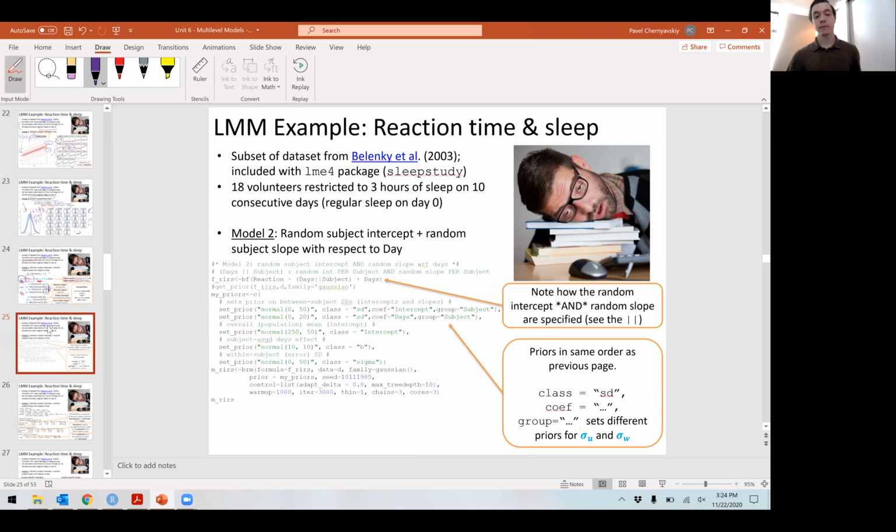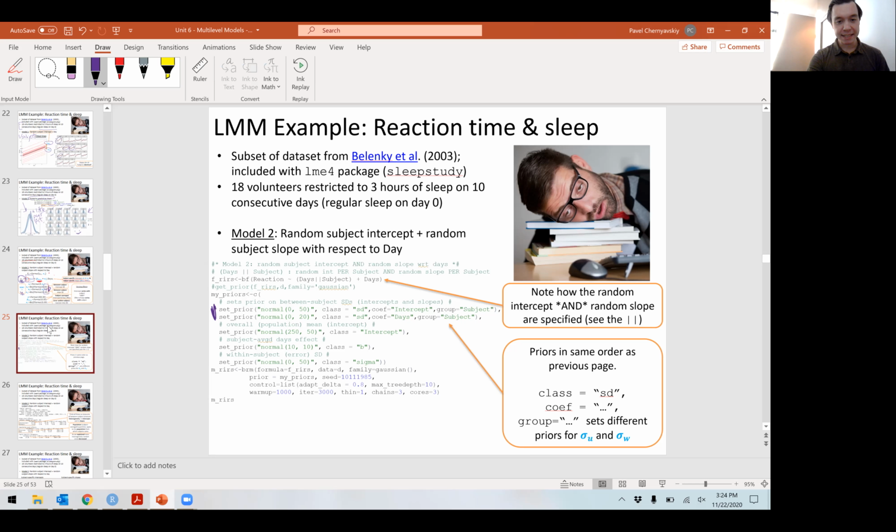So in R, it requires just a tiny bit of code to allow our random slopes and random intercepts to have different priors. And again, the extra coding, I think, helps people be a little bit lazy, but that's okay. We really want to do a good job here. I want to teach you how to do it right. I'm not going to teach you how to be lazy.